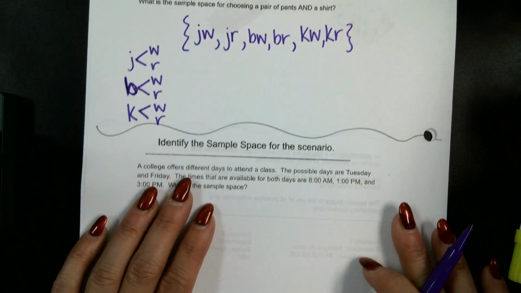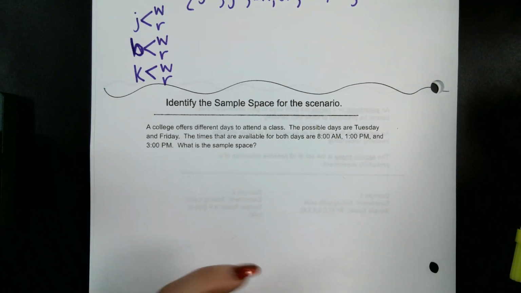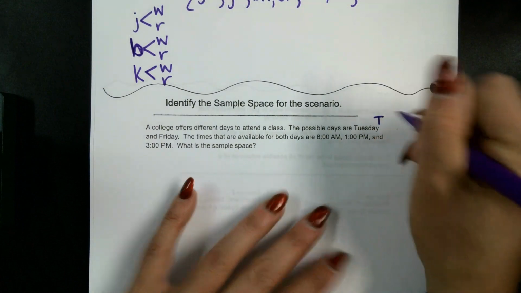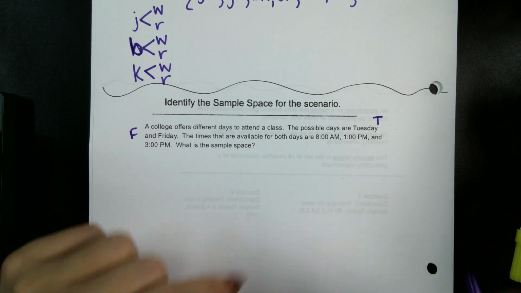So this one says, a college offers different days to attend a class. The possible days are Tuesday and Friday. So T here, F here. Okay, so we've got 2 different days. And then on each of those days, you have 3 different class times. We have 8.